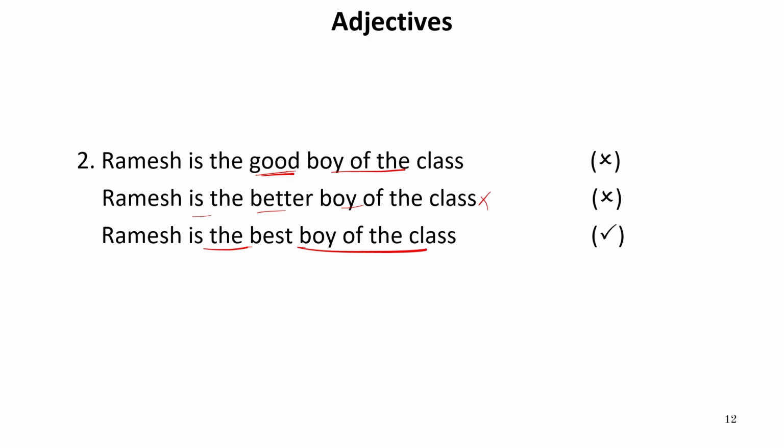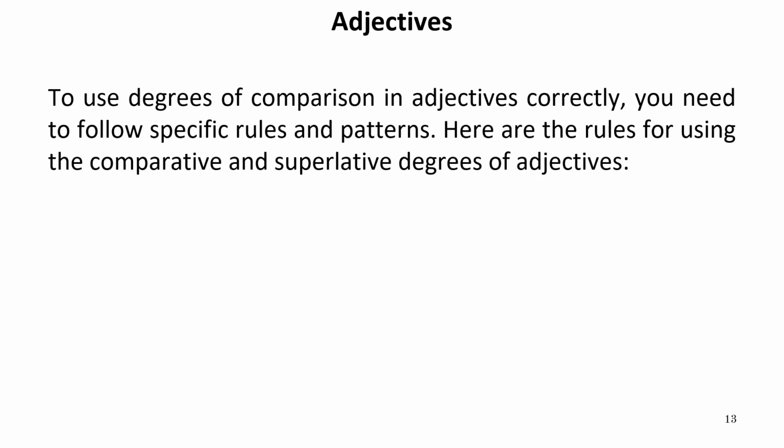Now let us move further. To use degrees of comparison in adjectives correctly, you need to follow specific rules and patterns. Here are the rules for using the comparative and superlative degrees of adjectives. Now, here we are going to discuss some points by which we can convert a positive degree of adjective into comparative or superlative degree of adjective. There are some specific rules by which we can convert a positive degree of adjective into comparative and superlative respectively. Now, let us discuss that.